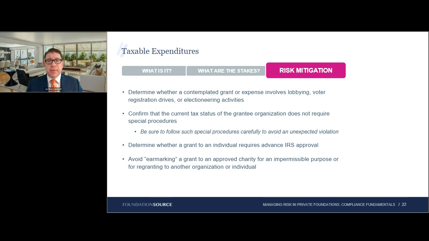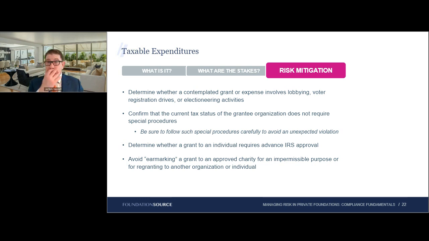Earmarking happens when a foundation makes a grant to an organization, but directs that organization to re-grant those funds to a particular organization or individual. Under the earmarking rules, the foundation is considered to have made it directly to the designated organization or individual who received the grant funds. So if the foundation has not followed any required special procedures because it didn't think it had to, the earmarking will result in a violation.